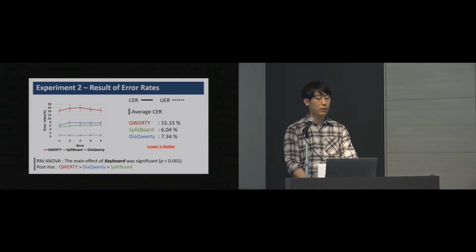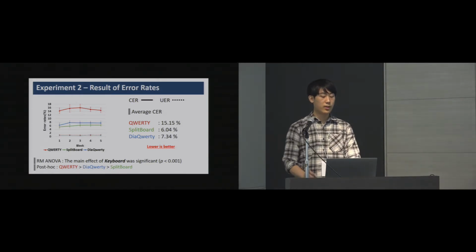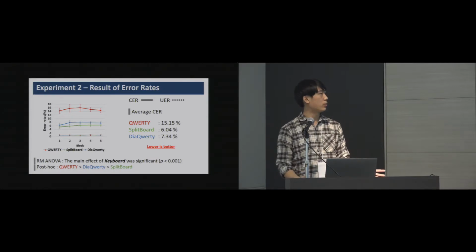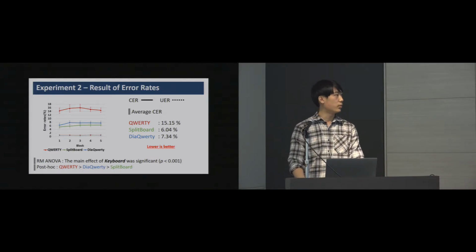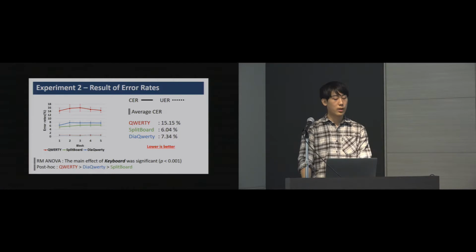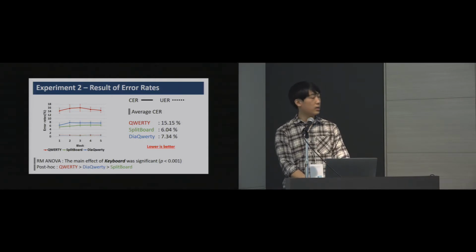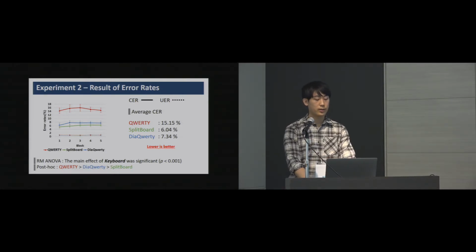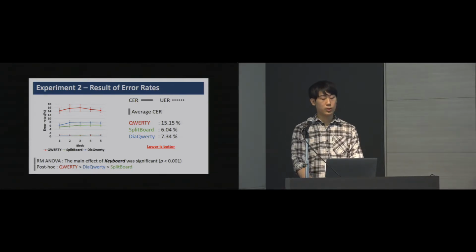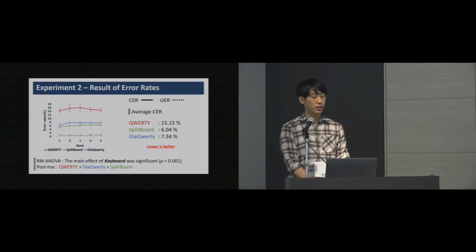This is the result of error rate. The average corrected error rate across all blocks of QWERTY, SplitBoard, and DiaQwerty were about 15%, 6%, and 7% respectively. There was a significant main effect of keyboard, and QWERTY is the most inaccurate, and SplitBoard is the most accurate. As in experiment 1, uncorrected error rates were very low, and there were no significant differences between the keyboards.